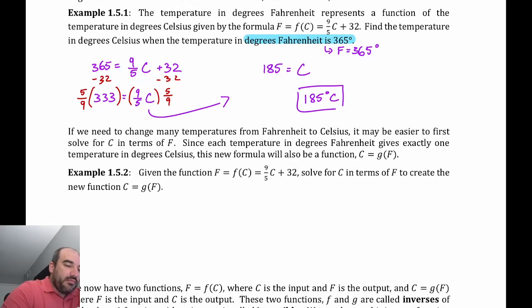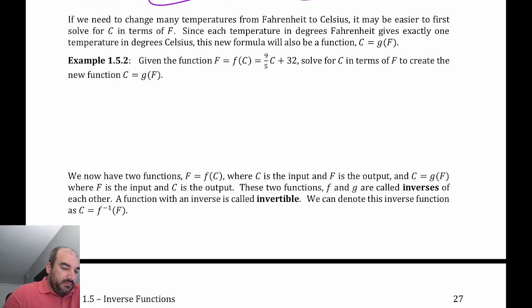Okay, now we could keep doing this, right? If we know the Fahrenheit measurement of a temperature, we could always just set it equal to this formula like we did, and then do these steps to find C. But we don't want to keep doing the same minus 32 and then times 5/9, which you would have to do every time. So instead, what we can do is we can.